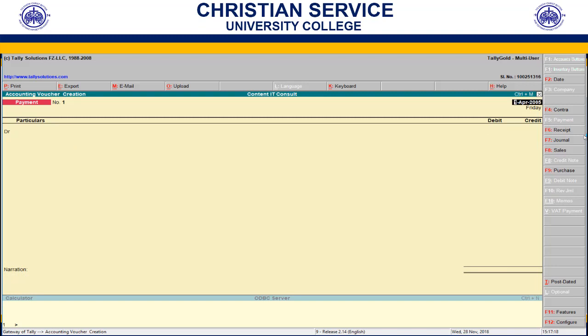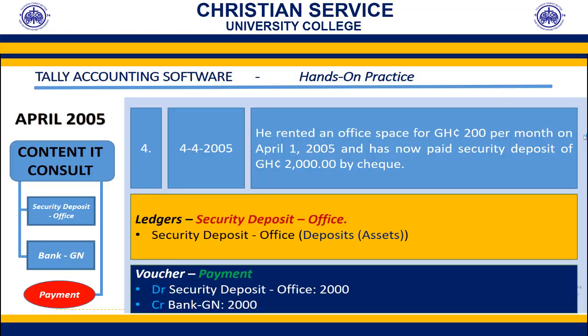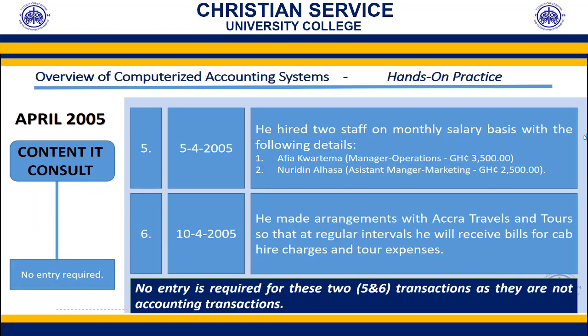Make sure your narration is something that is meaningful and can be well understood if someone else were to read your account. So we continue for our next transaction, which is on the 5th, and there are two transactions I want us to take note of. He had two staff on monthly salary basis with the following details. Ifya Kwatima, manager operations, 3,500 as rate, and another rate 2,500 for Nuruddin Al-Hassan, who was employed as assistant manager marketing. This is a transaction which is not going to be entered for now because it's not a financial transaction, because as at the date we are entering this, they have not been paid their salaries.